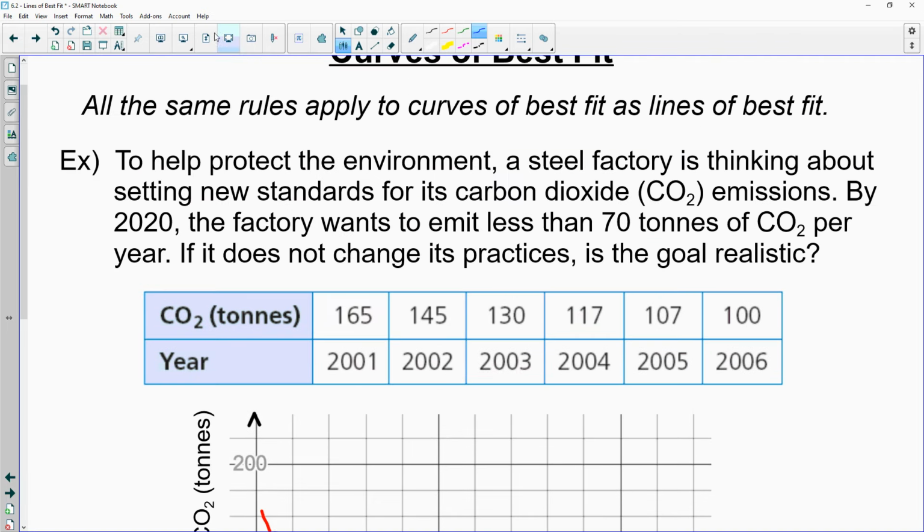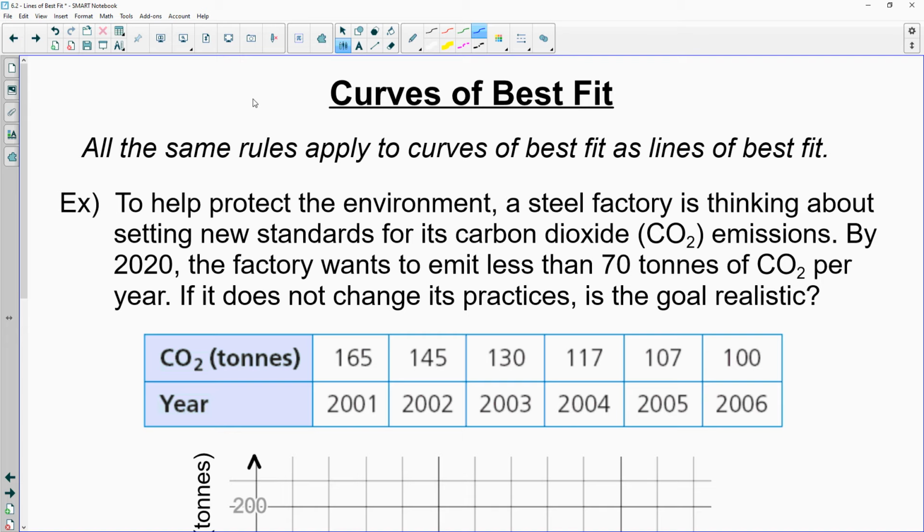All right, so there is our review of lines and curves of best fit on a scatter plot. There's going to be a worksheet posted online shortly. I want you to answer those questions. We'll also post an answer key to go along with those. As always, if you have questions, please email, and good luck.